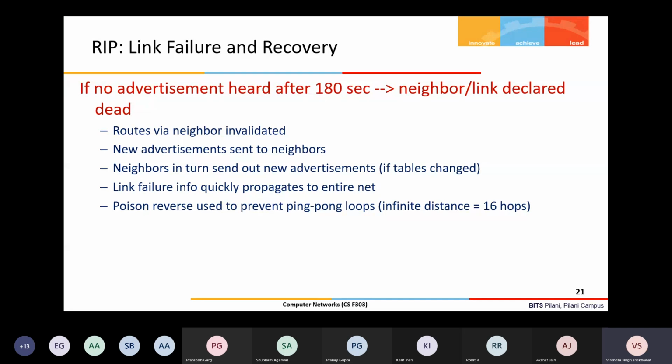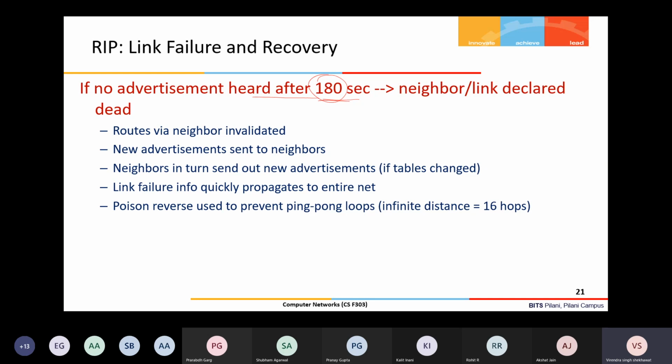There is a provision for link failure and recovery also. If no advertisement is heard after 180 seconds. So periodicity is 30 seconds, but maybe sometimes some packets are lost or delayed due to network congestion, because in the internet we use the same channel for data packets as well as control packets. And because it is using UDP, there is no reliability also. So in that case, it waits for 180 seconds.